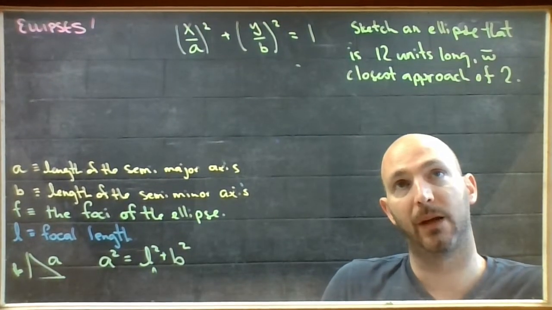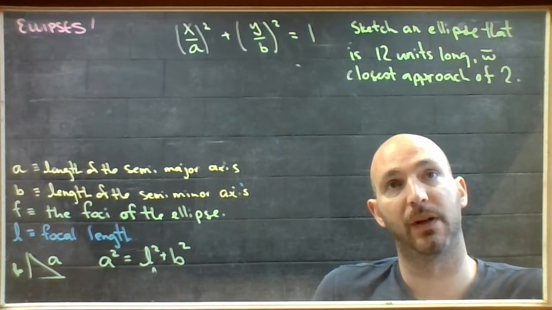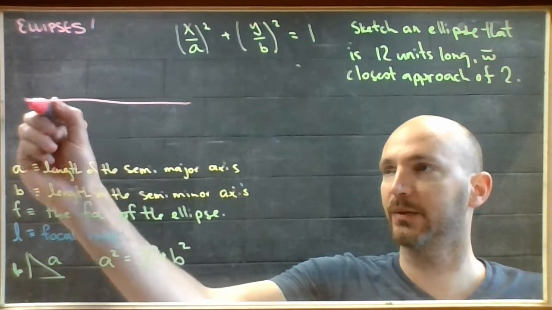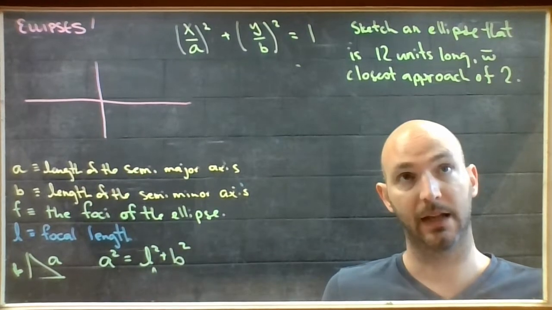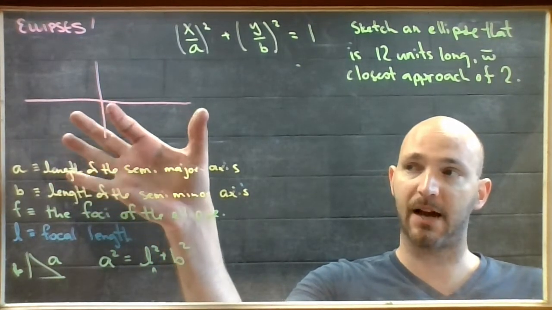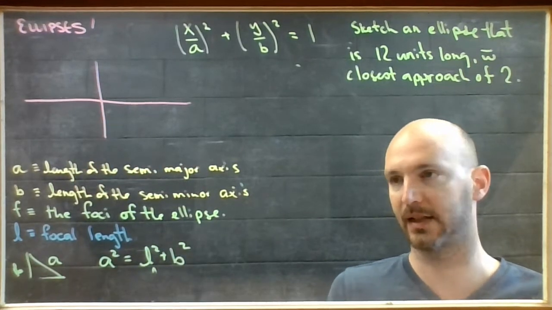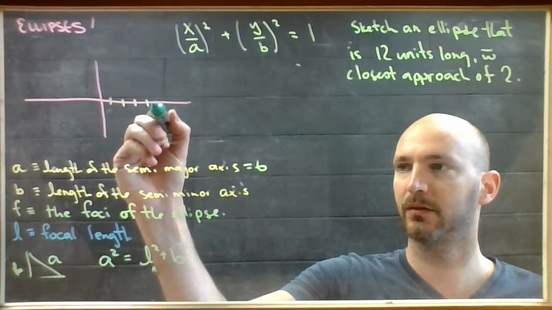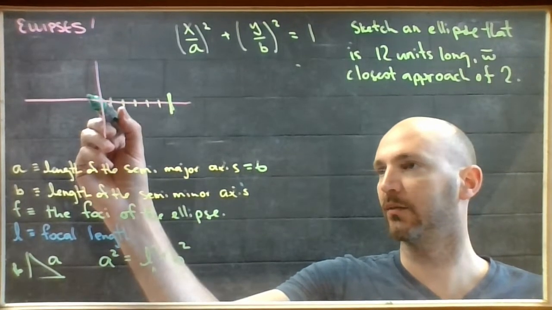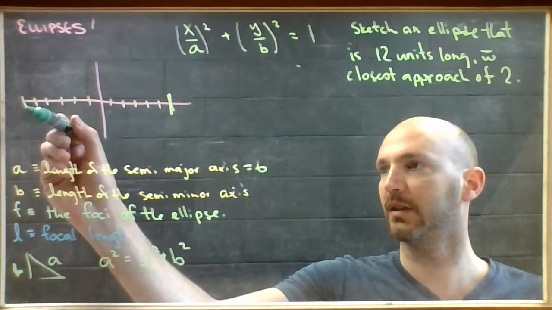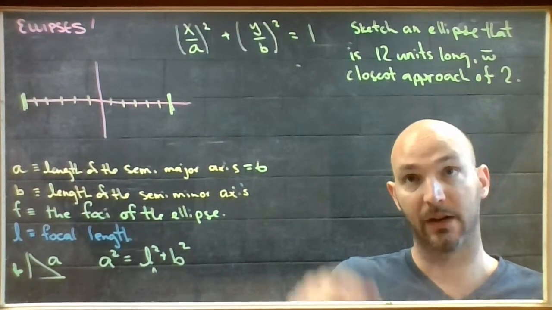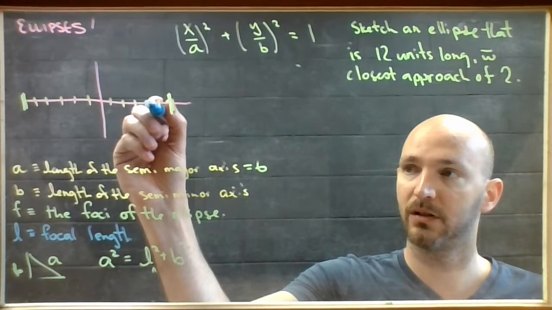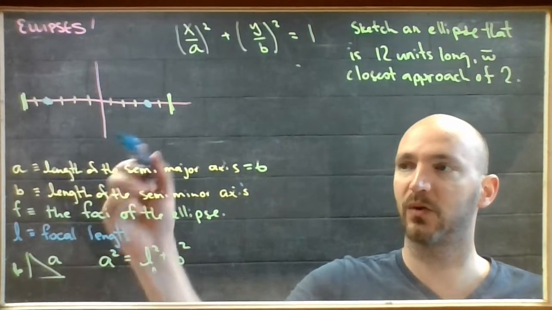Okay, last example. I want to draw an ellipse that is 12 units long with a closest approach to the foci of 2. So I'm going to start again with my axis, like so. And if the thing is 12 units long in total, then half of that would be 6. So my semi-major axis is going to be 6 for this ellipse. That's here. Now it says I have a closest approach of 2. So that means that the foci are within 2 of this edge and 2 of that edge, which makes my focal length 4.